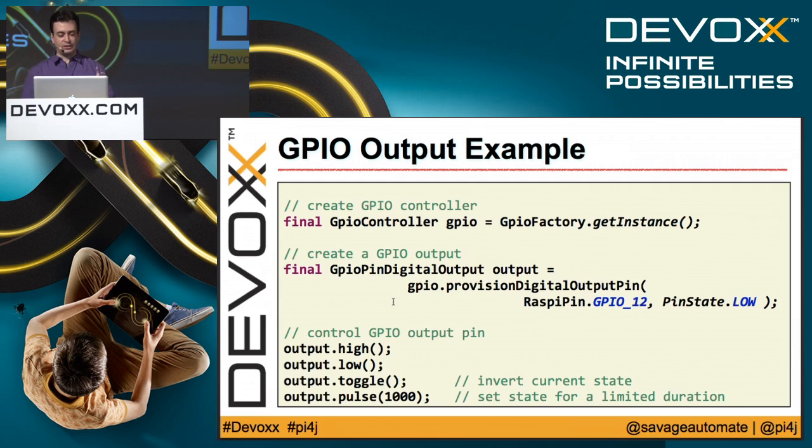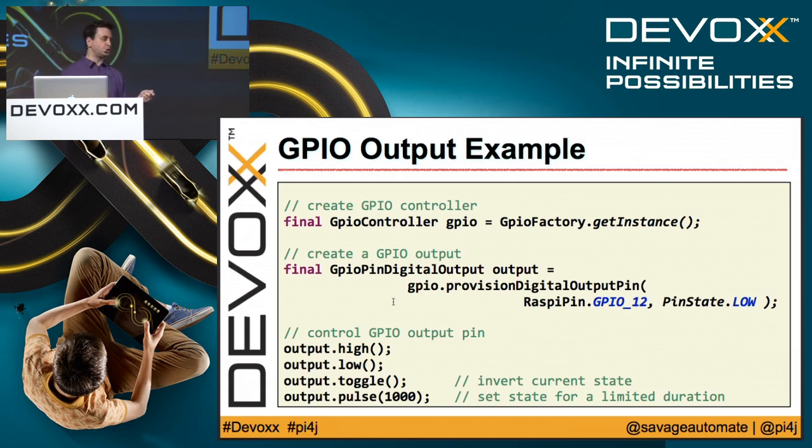So first, let's take a look at what the code would look like. These are Pi4J interfaces. You import the Pi4J libraries into your Java project. The first thing you have to do is get a reference to a controller. We have a factory pattern that lets you get an instance of a GPIO controller. So the very first thing you do, you create yourself a GPIO controller. And then you can create input or output objects. Here we're creating a GPIO digital output object, and we've named it output.